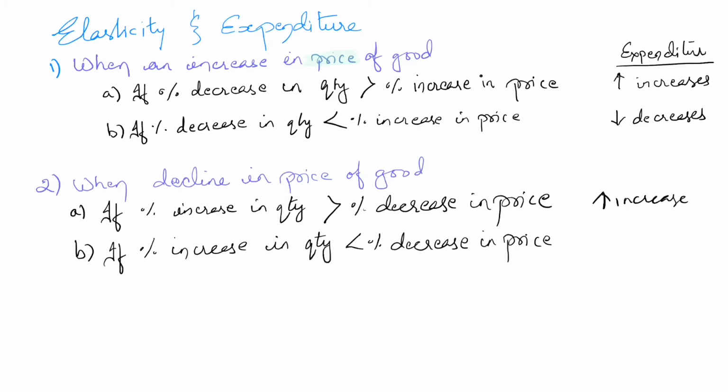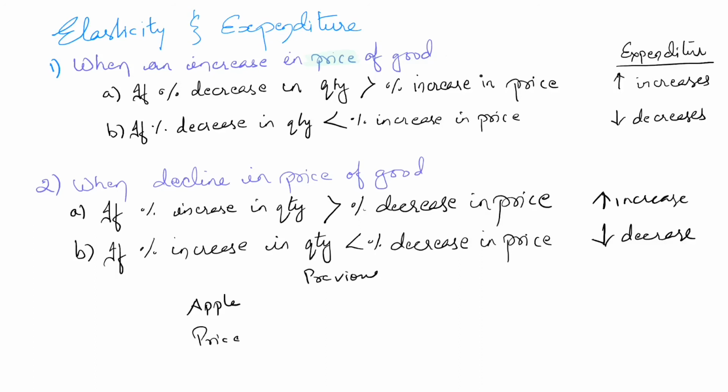Let's see condition 2. If percentage increase in quantity of consumption is less than the percentage decrease in price, then your expenditure will go down. Same example, suppose previously you consumed 100 apples for 100 rupees. Now the price of the apple has declined, and you have reduced the quantity of consumption. Suppose previously you consumed 100 apples, now you consume only 20 apples and the price is reduced to 90. Obviously your expenditure is decreased.